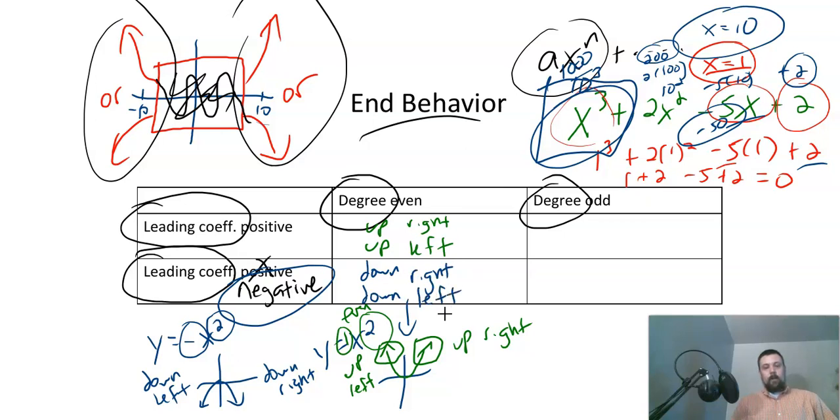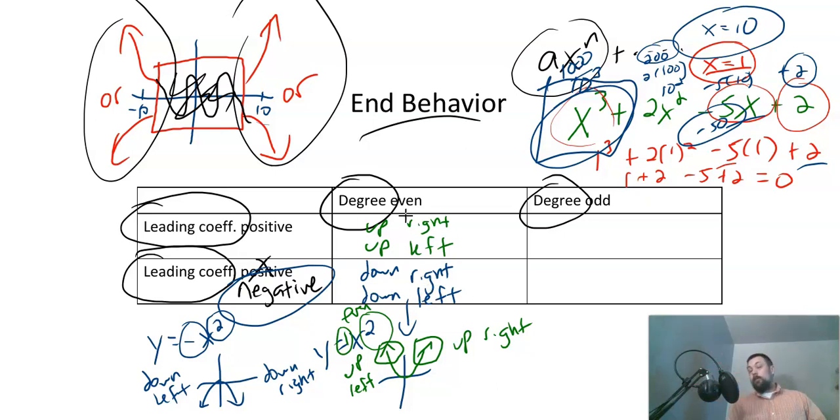All right. Now what some students will remember is if the degree is even, it's the same in both directions. It'll either be both up or both down. If the leading coefficient is positive, it's both up. If the leading coefficient is negative, it's both down. Down to the left, down to the right. So that's another way.